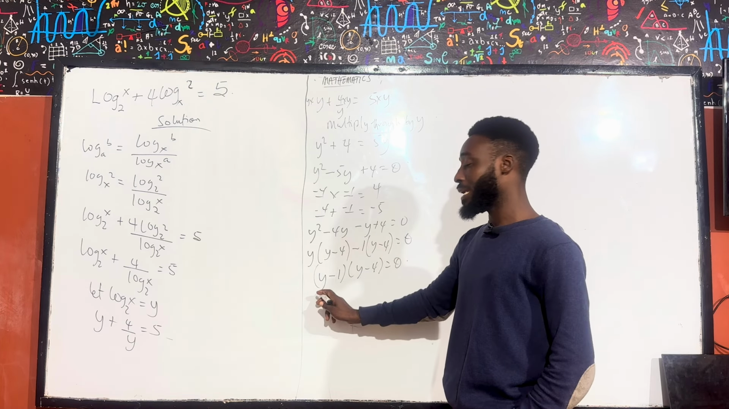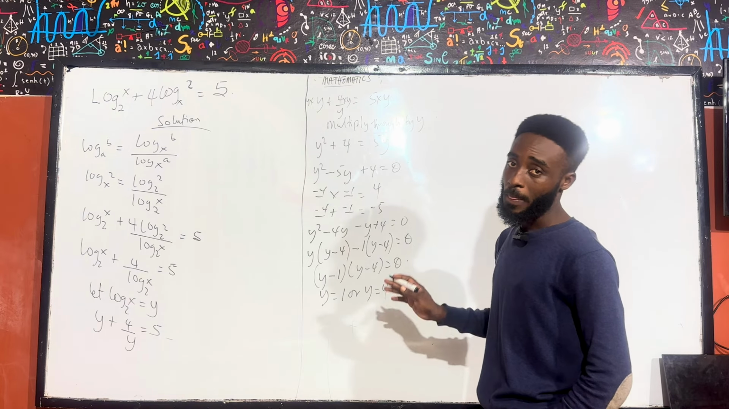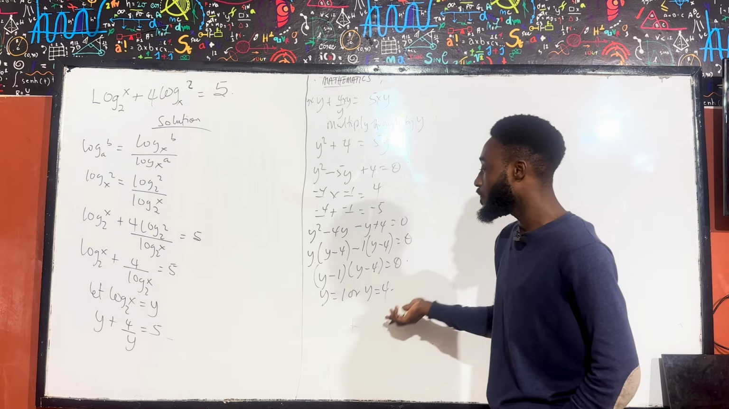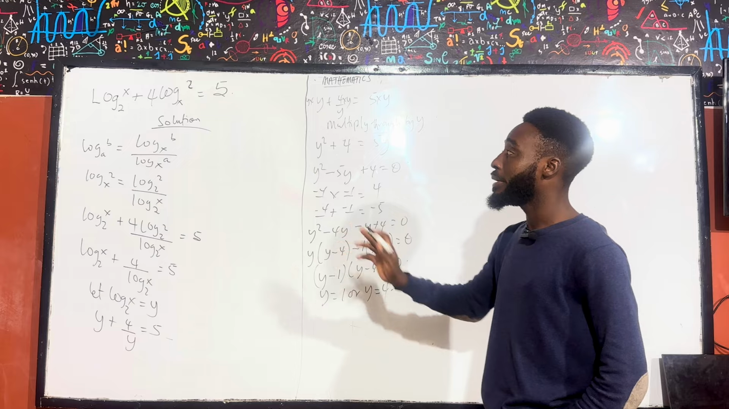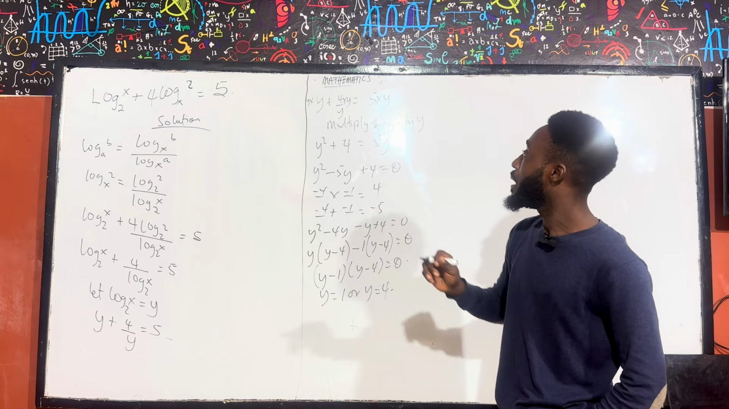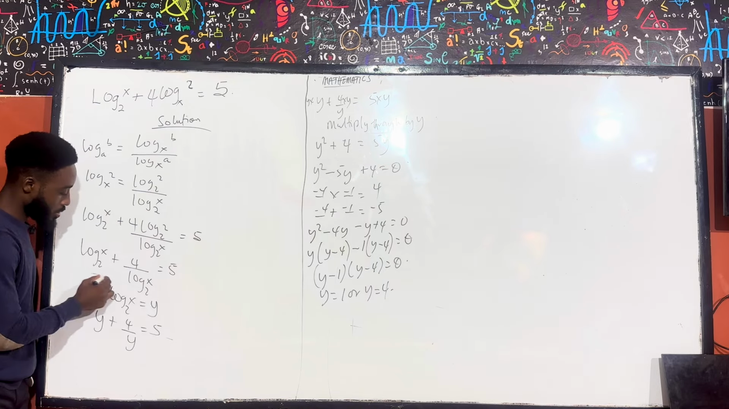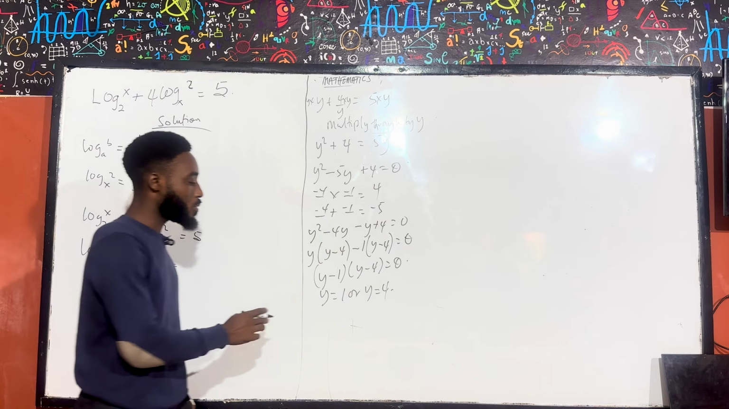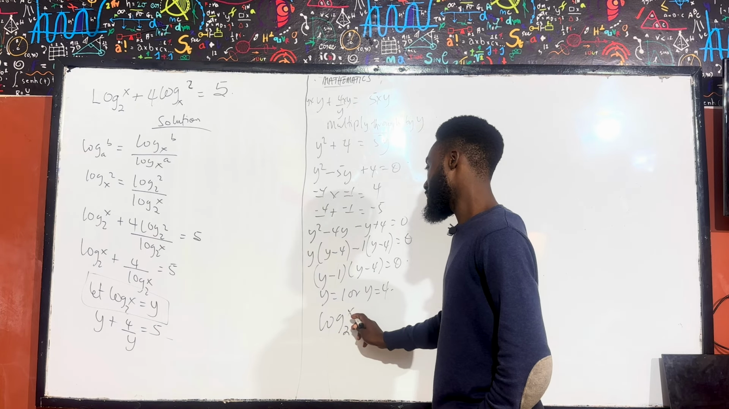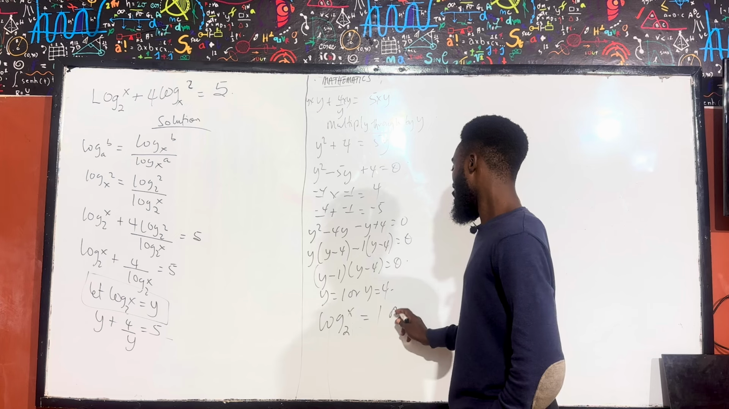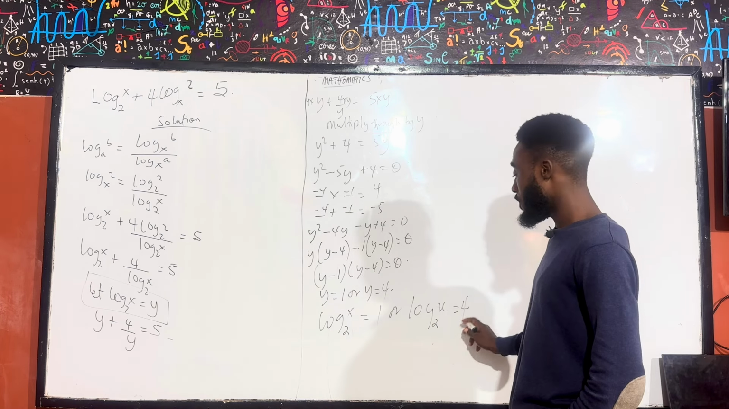If I get to this point, then I can say y is equal to 1 or y is equal to 4. However, I'm not looking for y. I was actually looking for x. And log to the base 2 of x also gives me y. So I have to equate them back. So this would be log to the base 2 of x is equal to 1 or log to the base 2 of x is equal to 4.